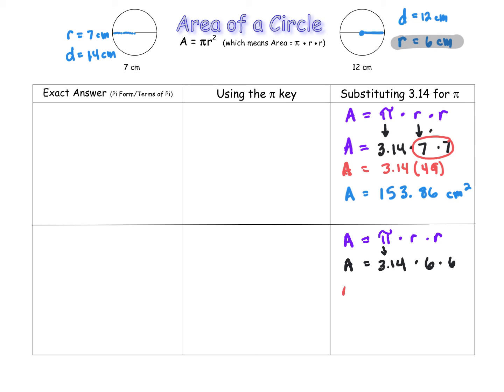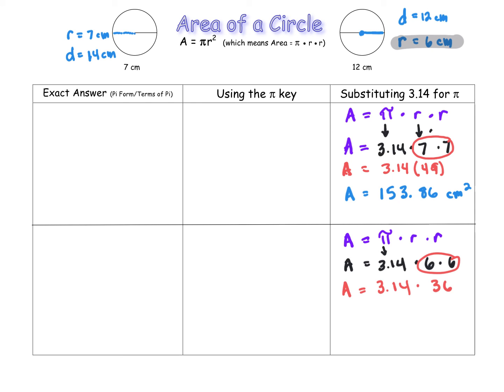So this time I am going to include my in-between step before I continue. 3.14 I'm going to let hang out for a minute, and I'm going to work with 6 times 6, which is 36. So I'm going to just estimate my answer. I'm going to estimate 3.14 as just being 3, rounded to a whole number, 3 times 36. So 3 times 30 is 90, and 3 times 6 is 18. So 90 plus 18. My answer should be approximately 108.